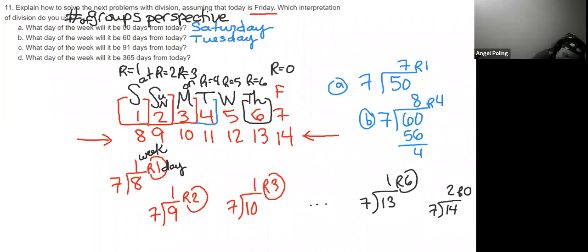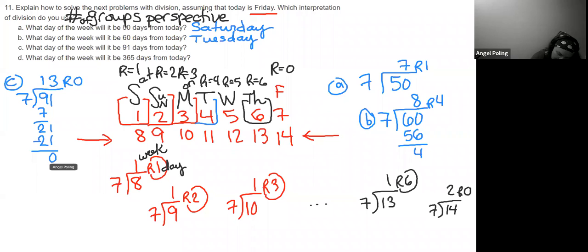Okay, now C, we're going to take 91 divided by 7. Let's see, we can get into the first number with remainder 2. Bring down your 1. Then we can make 3 groups of 7 out of that. 13 weeks is 91 days, is what we're saying. And we have a remainder of 0. So in fact, 91 days from today, as a Friday, will be a Friday.